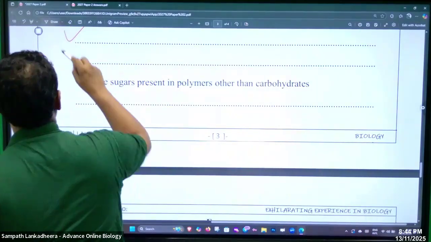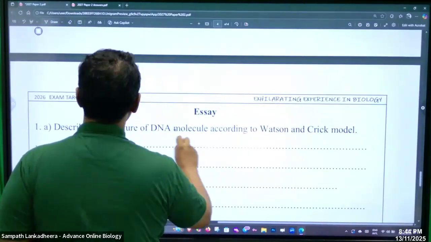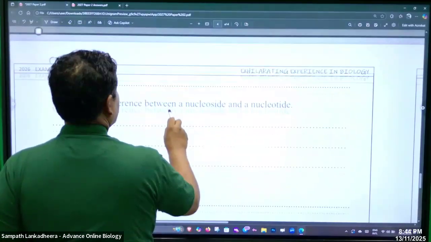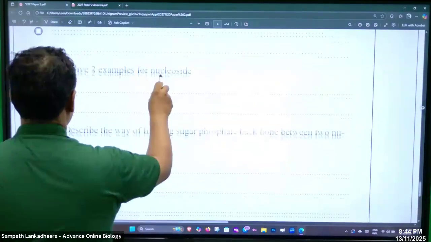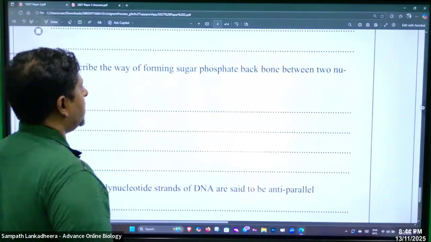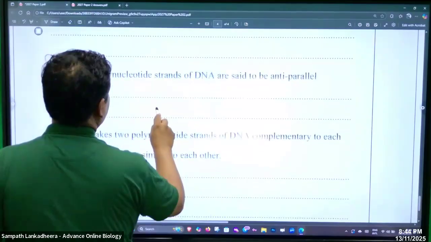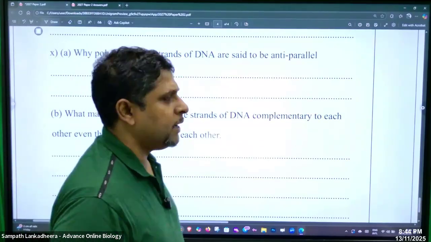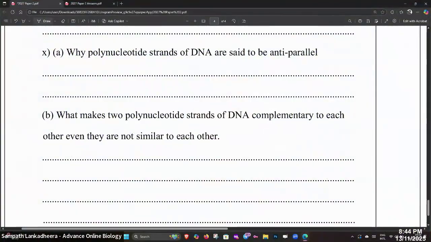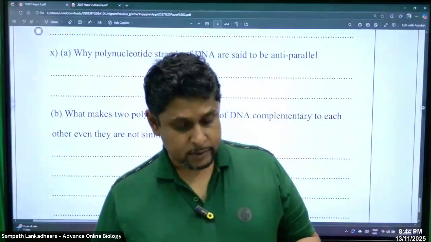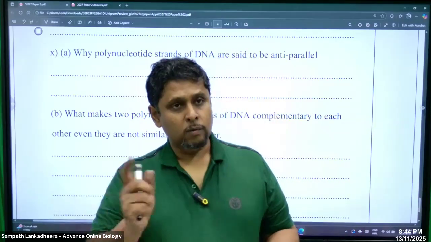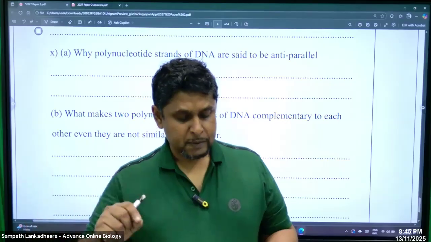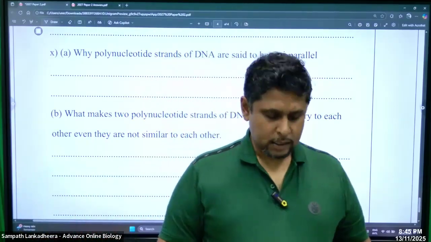And next one, people. Okay, done. Why are the polynucleotide strands of DNA said to be antiparallel? The two sugar phosphate backbones run in opposite directions. That is what you write. What makes the two nucleotide strands of the DNA complementary to each other? Always a purine base pairs with a specific pyrimidine base, right? That you can take as the answer.